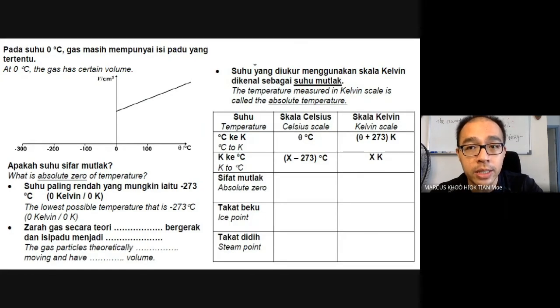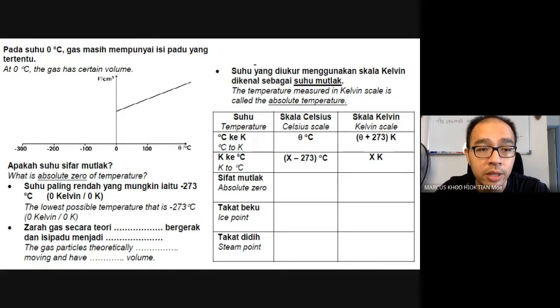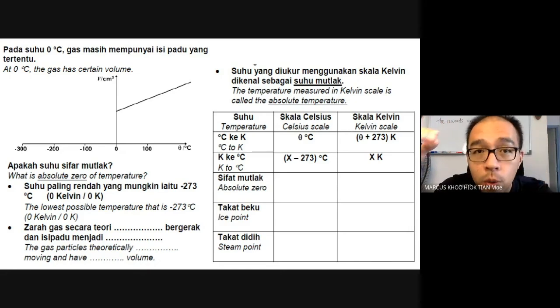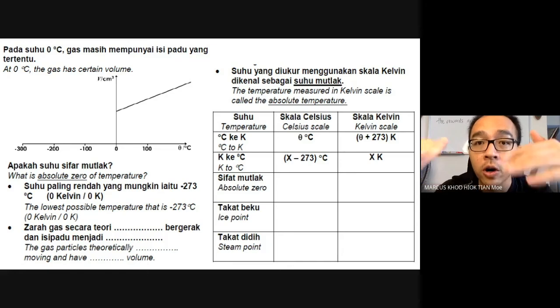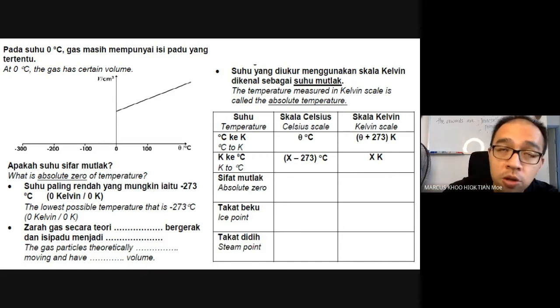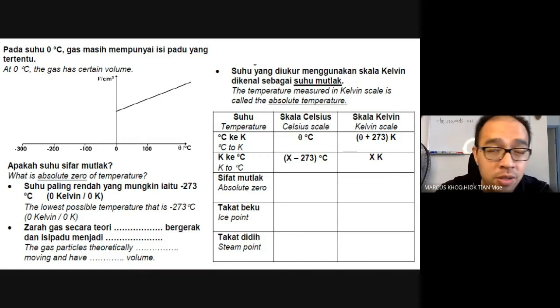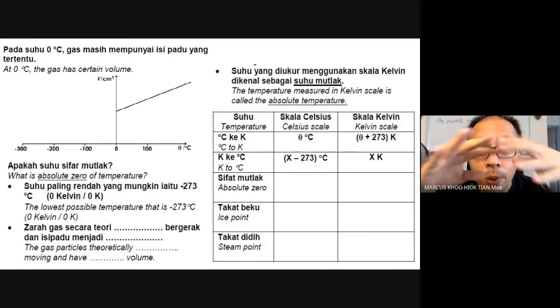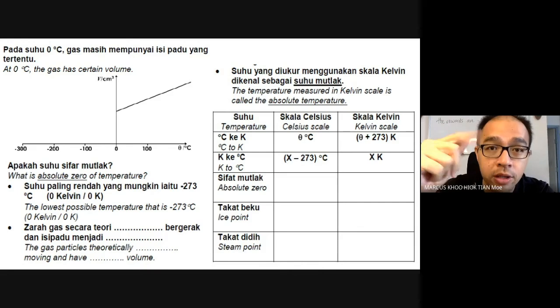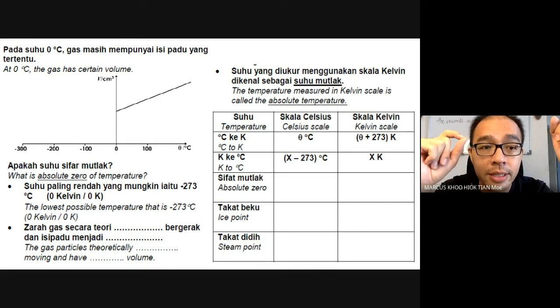So what is absolute zero temperature? Absolute zero temperature is the lowest possible temperature, that is negative 273 degrees Celsius, which is also known as 0 Kelvin. When I say lowest possible temperature, I mean the lowest we can achieve on the surface of the Earth. Of course, in outer space, we're thinking about negative 1000, negative 500, much, much colder. But on Earth, with all the atmosphere and everything, the lowest possible temperature we can achieve is 0 Kelvin or negative 273 degrees Celsius.